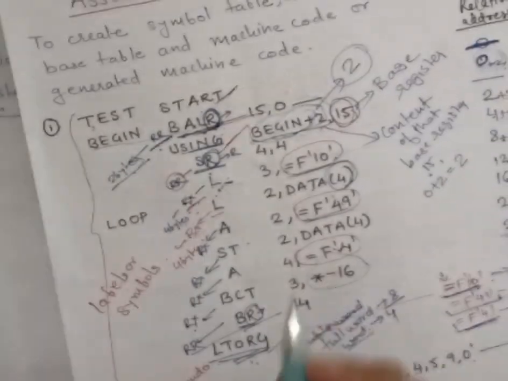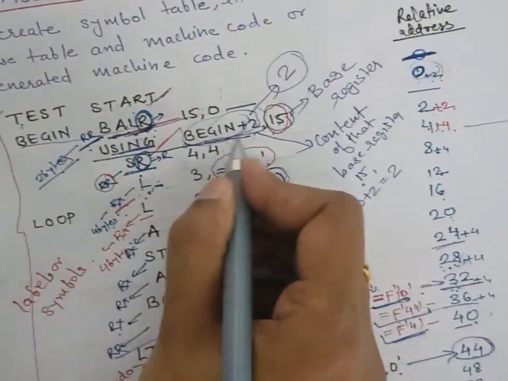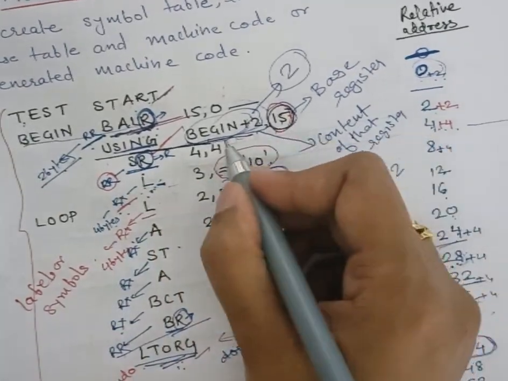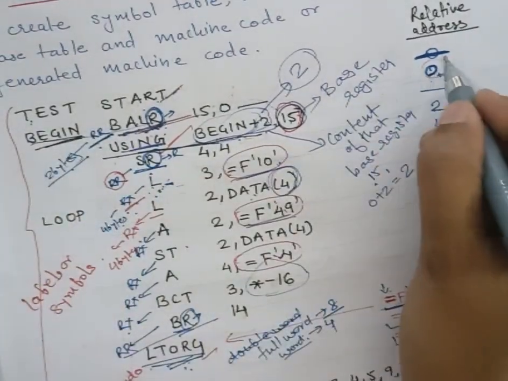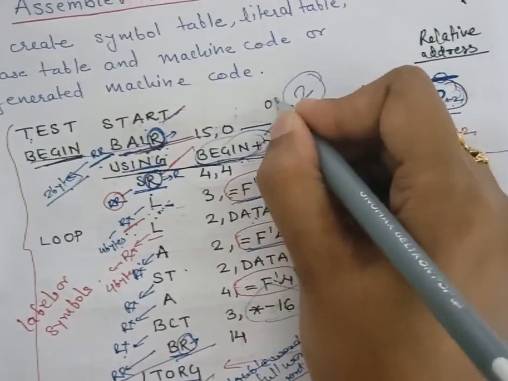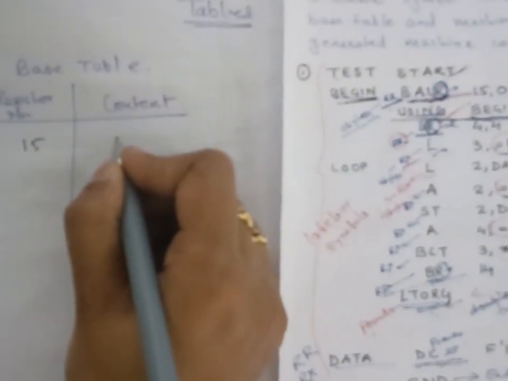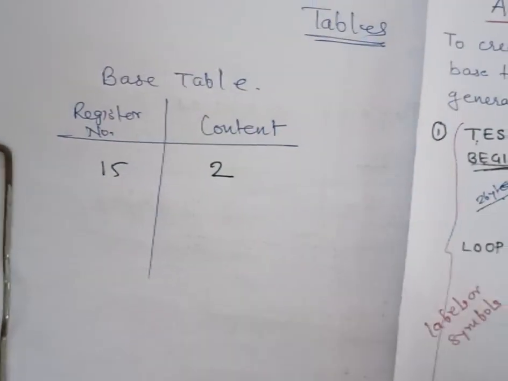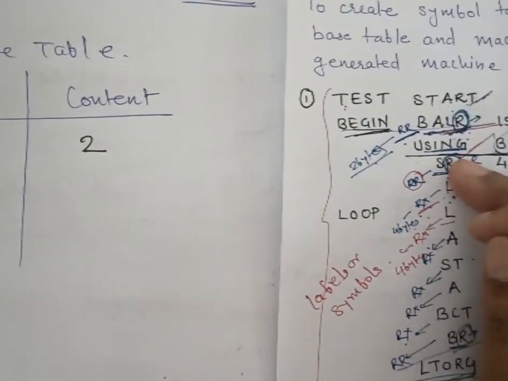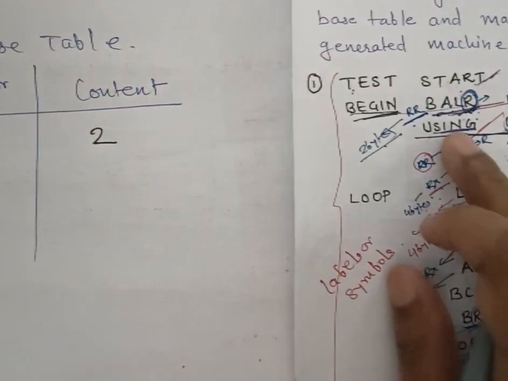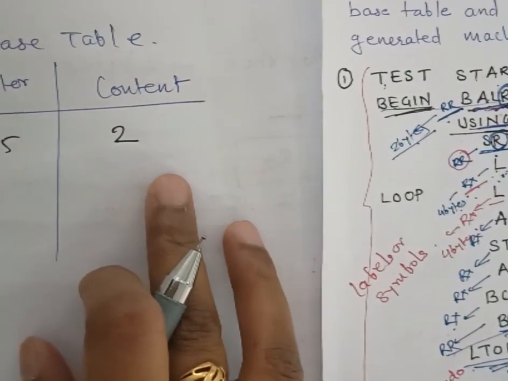As I told you, the USING always contains the base register and the content. Here the value of BEGIN is 0, so 0 plus 2 becomes 2. So here the register is 15 and the content of that register is 2. You can see there is no other USING, so we have only one USING, and therefore only one register and its content.